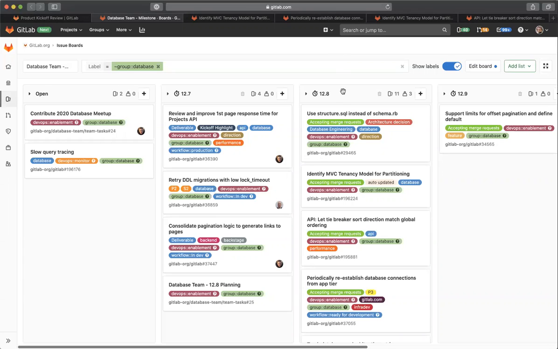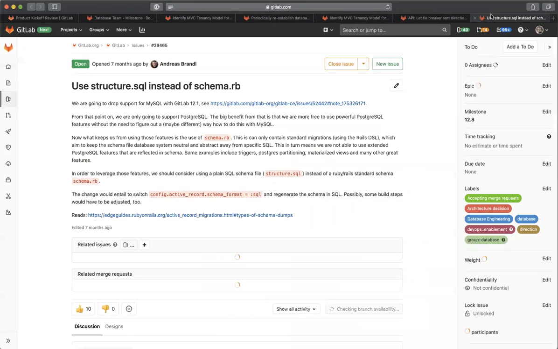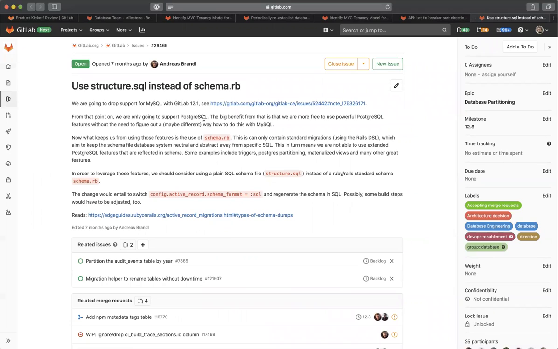We are going to be continuing this effort here in 12.8 with a few key improvements or work that we're planning to get done. The first is we are working to switch over from schema.rb to structure.sql. This will allow us to take advantage of the Postgres specific functionality and features, as opposed to being restricted to a more common set of functionality like in the past when we supported MySQL.